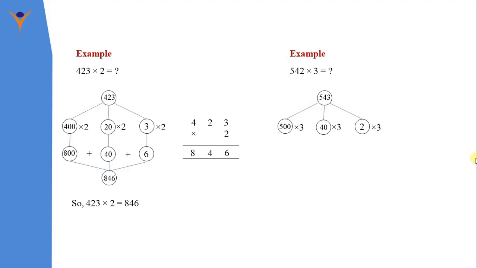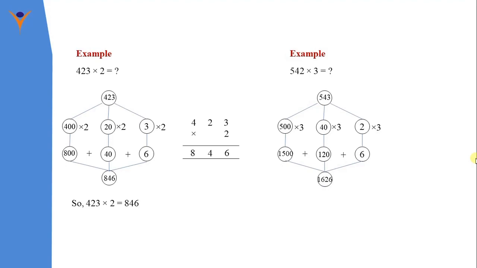500 times 3 is 1500. 40 times 3 is 120. And then 3 times 2, or 2 times 3, is 6. So there we go. The next thing is to add up those results. If we add up 1500 plus 120 is 1620. When you add 6 to that, you have 1626, which is the answer.